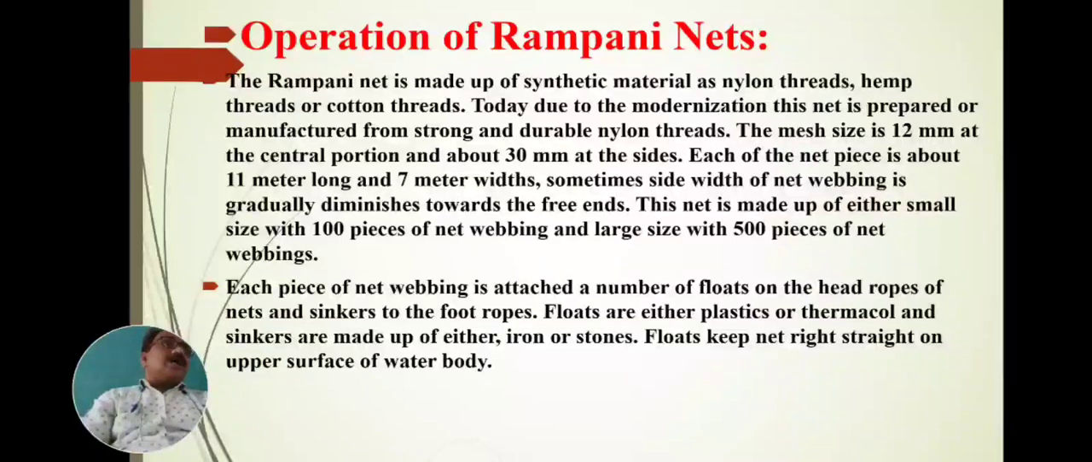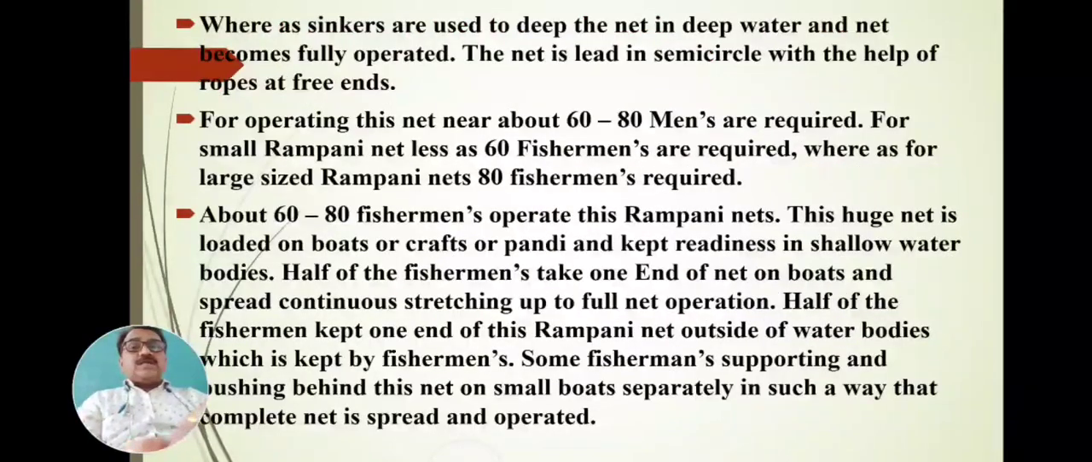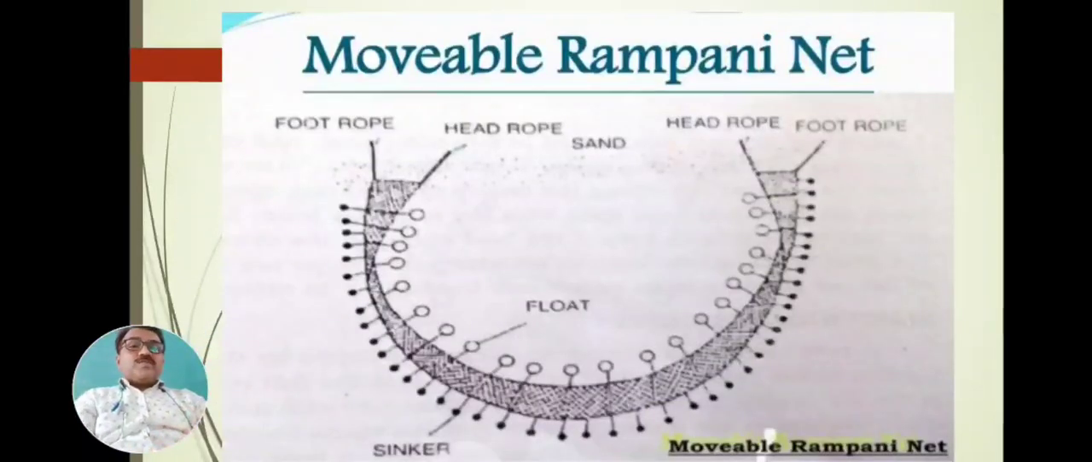Why are the floats and sinkers tied? With their help, floats on the head rope and sinkers on the foot rope, the net is stretched perpendicularly in the water body. It should not be loose or in any abnormal condition, but act like a stretched wall-like structure. This is important because when the net is completely operated and fully hauled straight, there is no chance for the fish to escape. This is the movable Rampani net.